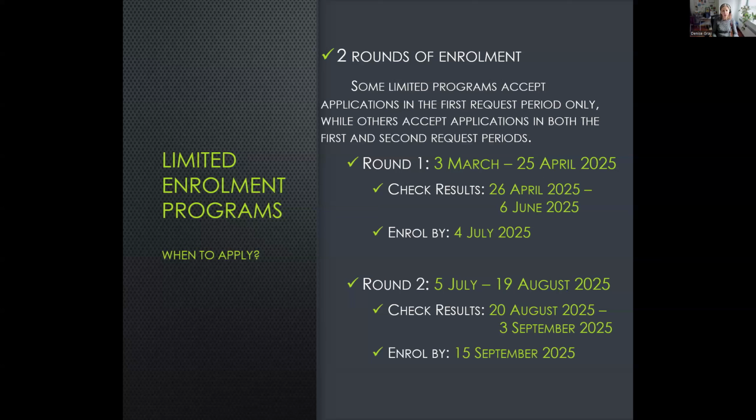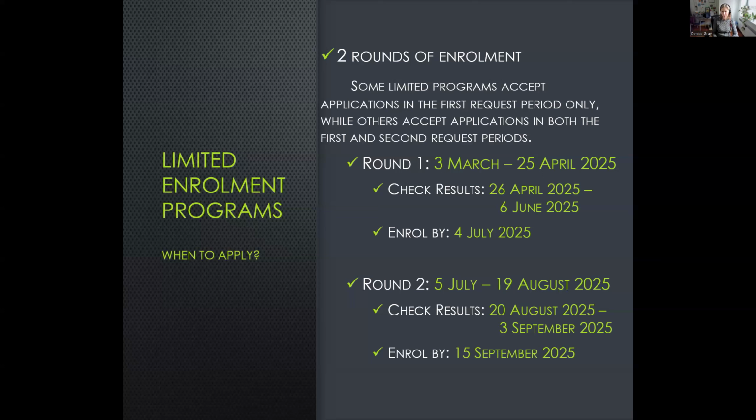So at some point between the beginning of March and the end of April, you need to apply for your program. The departments then have 8 weeks or so to make a decision and submit results back to Acorn. When you apply between March 3rd and April 25th, you'll have a requested status, and then you can check your results starting April 26th through the beginning of June. If you've been offered a spot in the program to which you've applied, you'll have an invited status. If you've been refused, you'll have a refused status. Then you need to accept the offers. The offers do expire. You will need to accept your offer by July 4th.